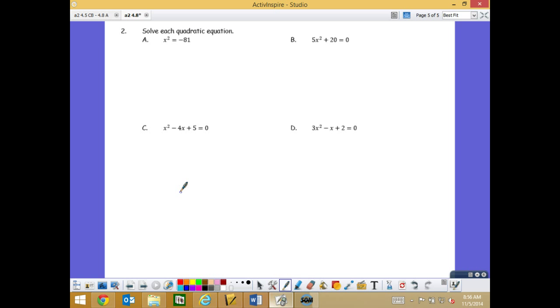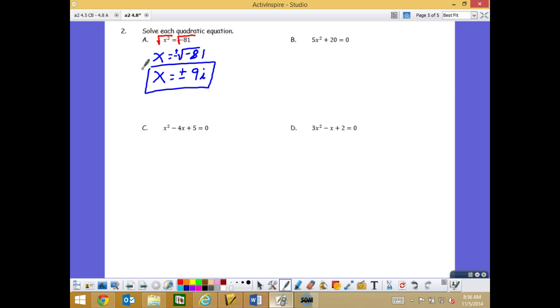for A, the x squared is already by itself, so we can undo that squared piece by taking the square root of both sides. So what we end up with is x is equal to the square root of negative 81, and there's two of those, so it's positive and negative. Well, we know the square root of 81 is 9, but since it's the square root of negative 81, that's going to become plus or minus 9i.